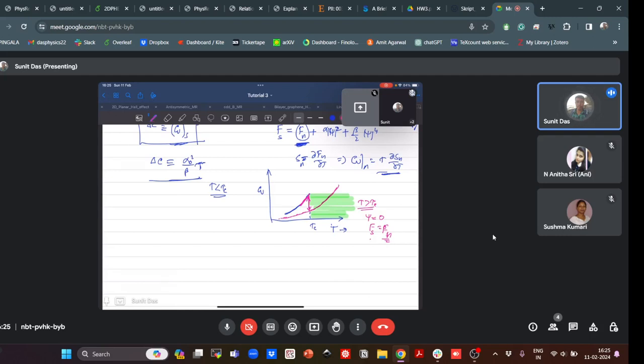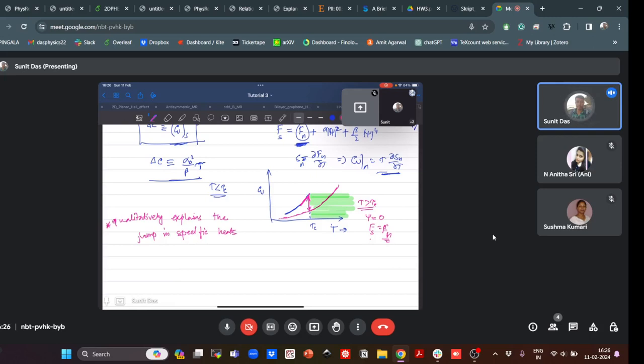So that's what it tells us, and it qualitatively explains the jump in specific heats. So these are small questions which can be given in the exam, right?